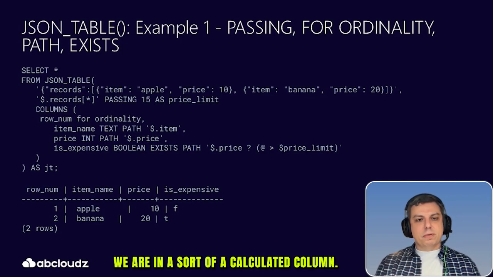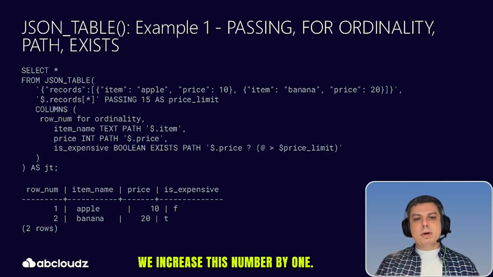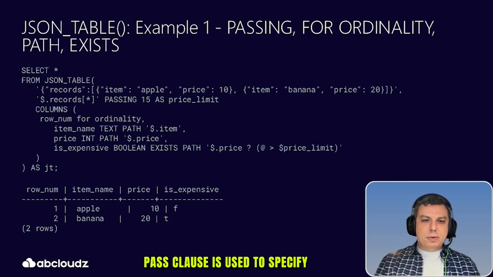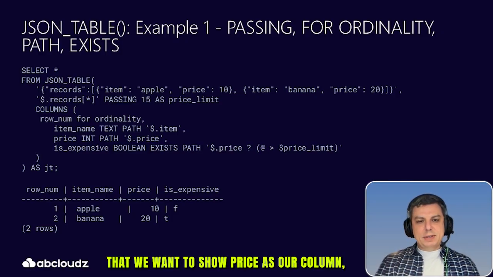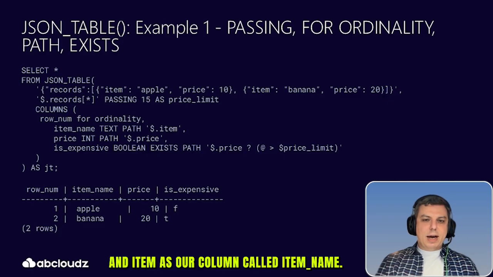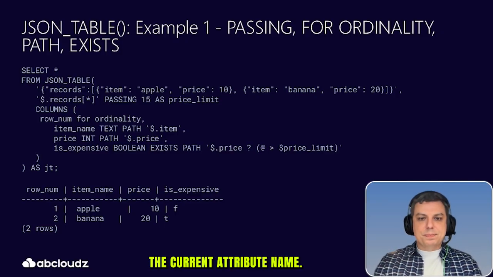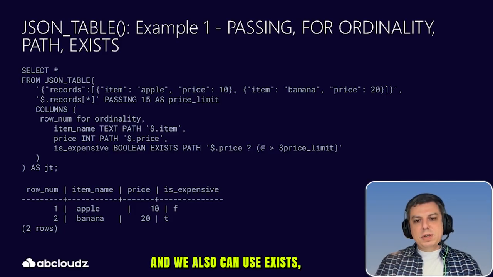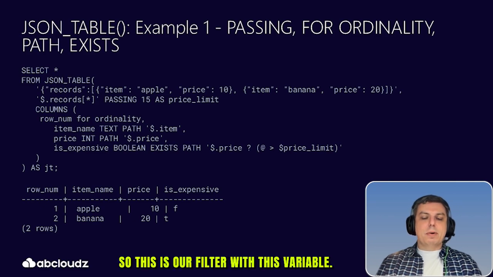This way we add in a sort of a calculated column. So for each new record, we increase this number by 1, and you can see it as the first column in the result. The PATH clause is used to specify that we want to show price as our column, and item as our column called item_name. This way we can rename attributes if for some reason we do not like their current attribute name. And we also can use EXISTS, which is used in the last line of the column part. So this is our filter with this variable.